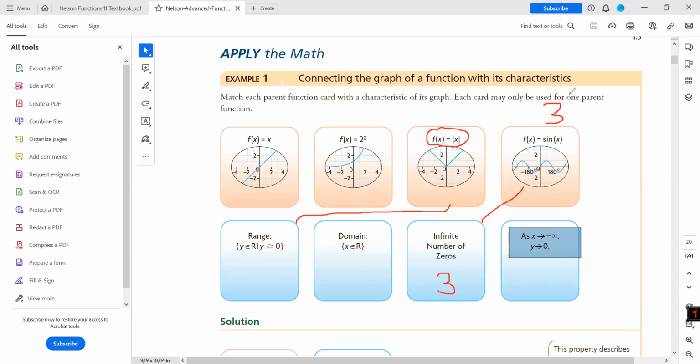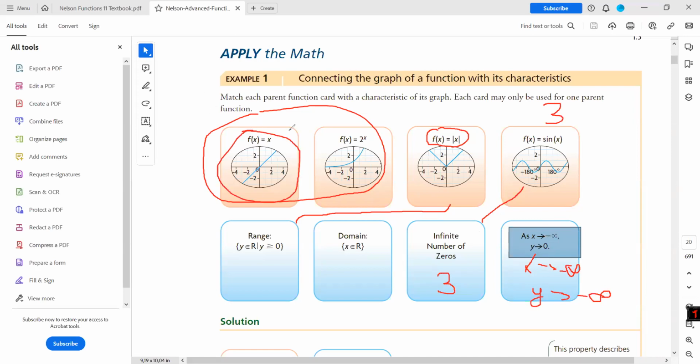this function. So now we have only 2 functions left to describe. As x travels to negative infinity, y travels to 0. I can see that f of x equals x is definitely not giving me this result, because as I travel x to negative infinity, it gives me y traveling to negative infinity as well, right? Because f of x equals x basically means y equals x.